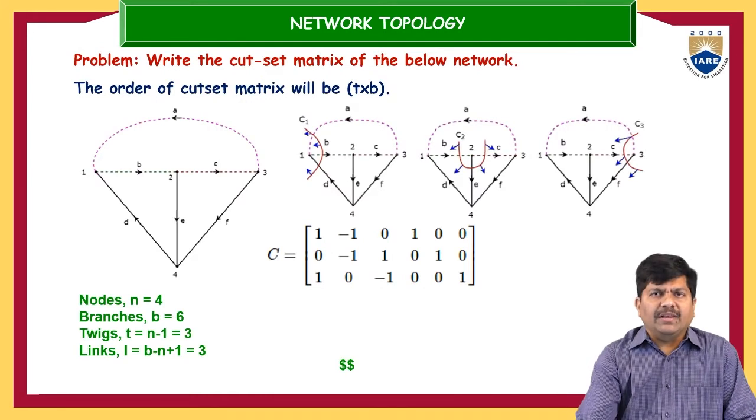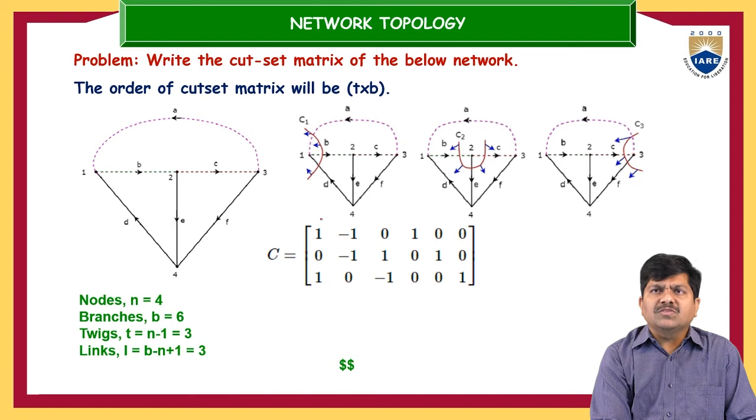So let me examine one simple problem. Write the cut set matrix of the below network. The order of the cut set matrix we already know: the number of twigs will be the number of basic cut sets, and then the number of branches. So how many branches are there? As usual, A, B, C, D, E, F. And how many basic cut sets? The number of basic cut sets means the number of twigs.